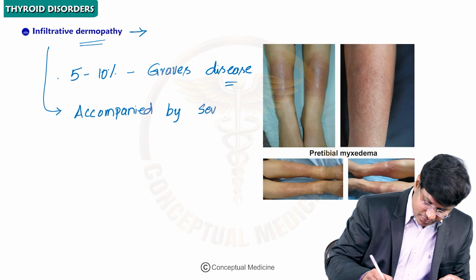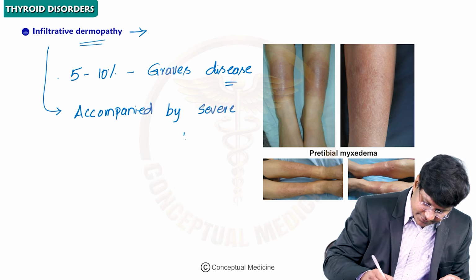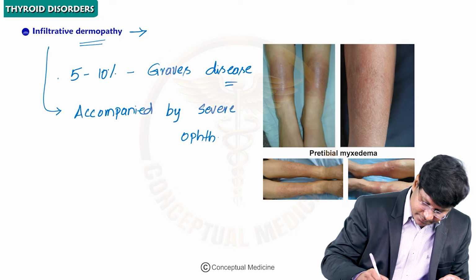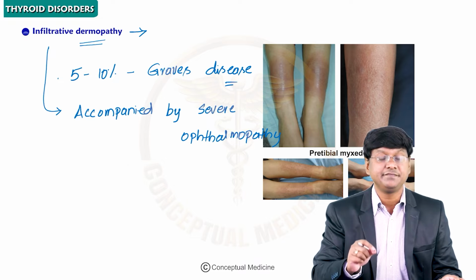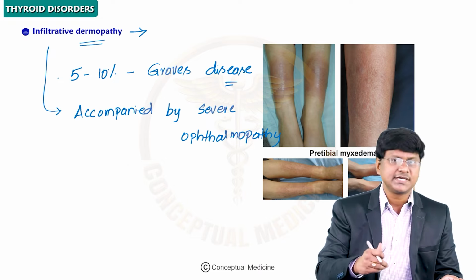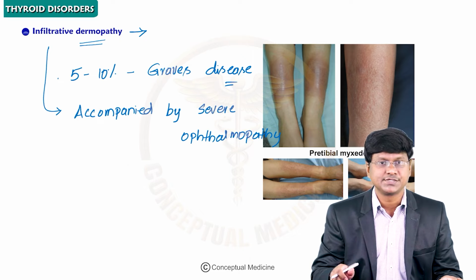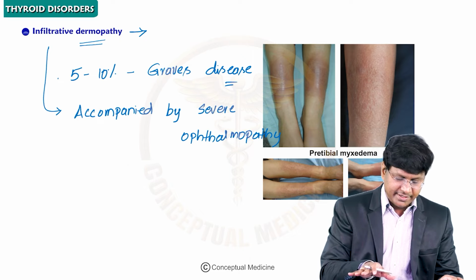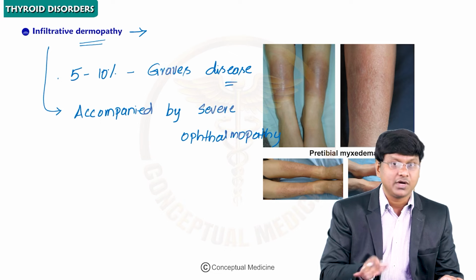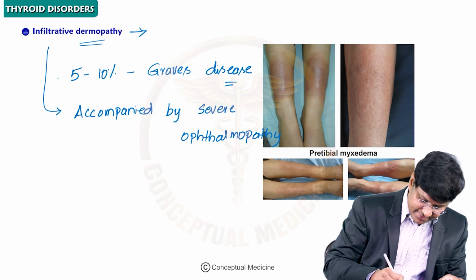severe ophthalmopathy. Right, it is accompanied by severe ophthalmopathy. And what those ophthalmic manifestations are, we will discuss. But this infiltrative dermopathy, we call it pretibial myxedema.